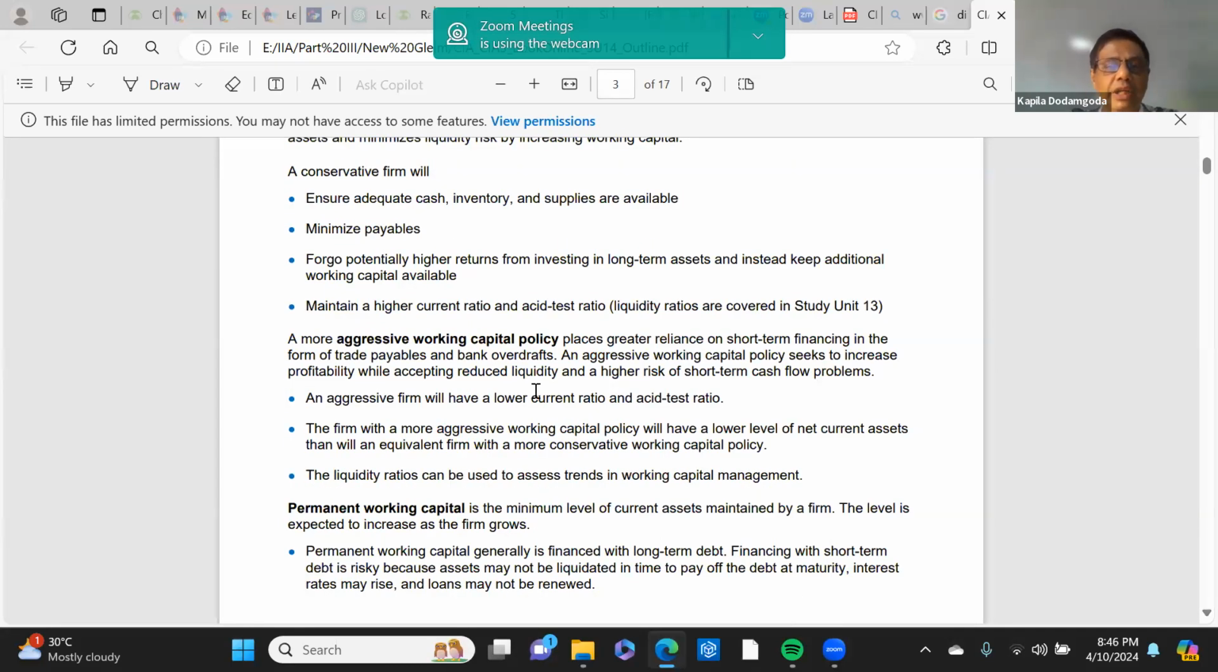When you have a more aggressive working capital policy, it places a greater reliance on short-term financing. Instead of relying on long-term financing, you are depending more on short-term financing in the form of trade payables and bank overdrafts. So instead of funding your current assets through long-term loans, a greater proportion of funds will be derived through payables, supply credit, and bank overdrafts. Which means you may have the same amount of current assets, but if you fund it through long-term funds, the conservative approach, current liabilities are less and your current ratio is high.